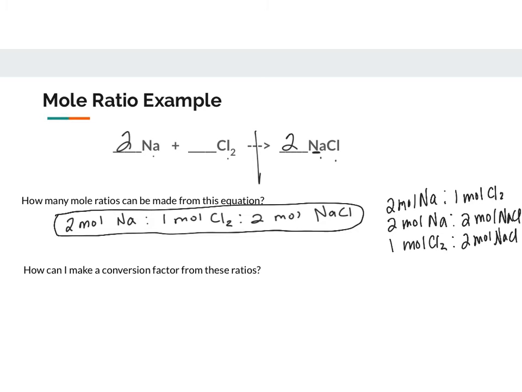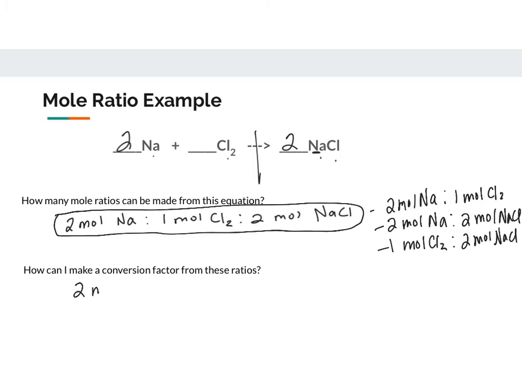So we have a couple different ratios here. My Na to Cl2 is going to be a 2 to 1 ratio. Technically, my Na to my NaCl is going to be a 1 to 1 ratio because I can divide both of those by 2. And then my moles of Cl2 to NaCl is going to be a 1 to 2 ratio. I can make conversion factors with these ratios. Basically, all I'm going to do to make that conversion factor is put an equal sign in between it.